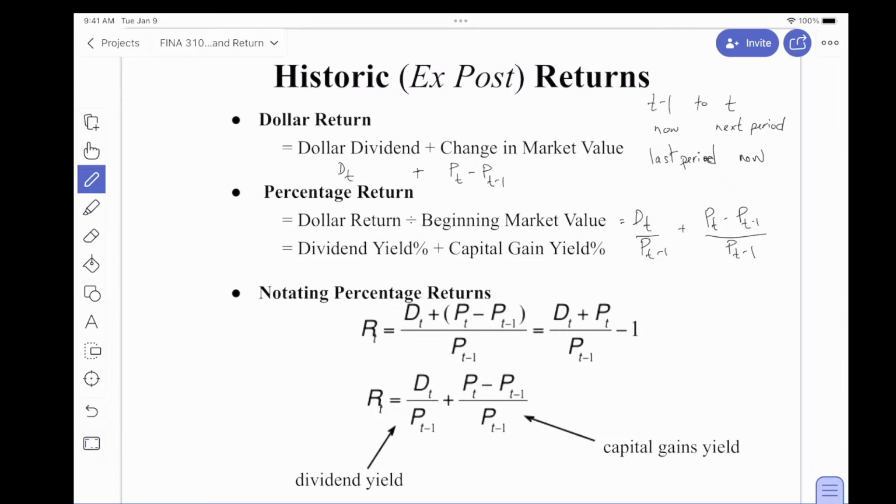So we put everything in reference to what it was originally to see a change. All right, so then this is the percentage return, these two parts. The first part we'll call the dividend yield as a percentage, and the last part the capital gains yield. All right, so everything relative to the original price, or the price last period.